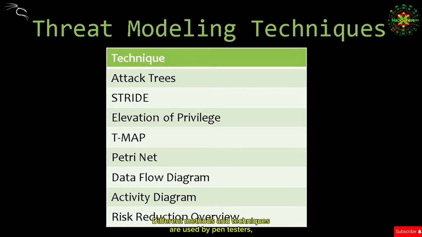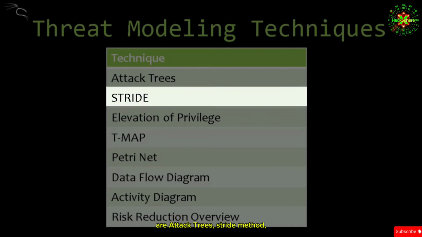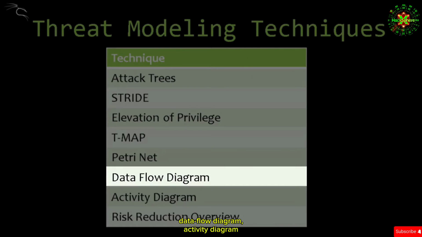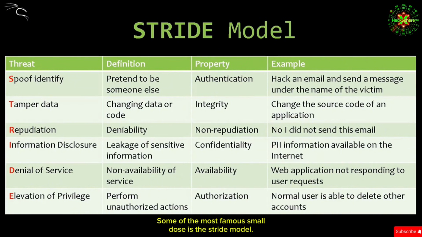Different methods and techniques are used by pen testers, practitioners, and analysts to understand the variety of information security risks. Some of those structured threat modeling techniques are attack trees, STRIDE method, elevation of privilege, TMAP, PetriNet, data flow diagram, activity diagram, and risk reduction overview. Some of the most famous models is the STRIDE model.